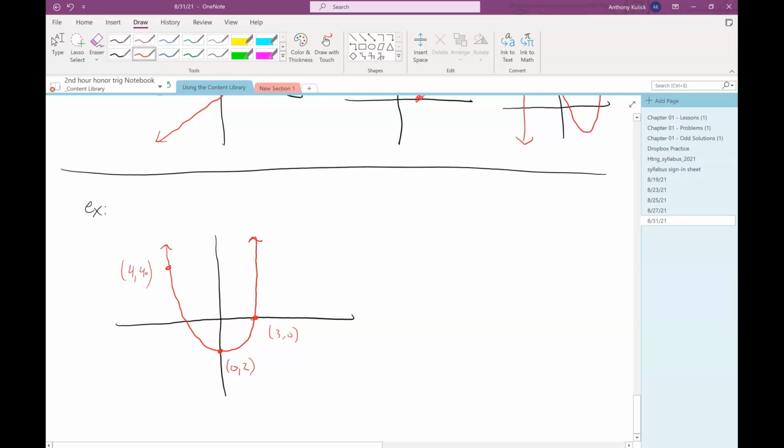Thank you, negative 4, 4. Okay, so we just identified a couple of points on our function. Now, to create its inverse, I'm going to swap the x and y coordinates like we were doing before. So 0, 2 becomes the point 2, 0. 3, 0 becomes the point 0, 3.